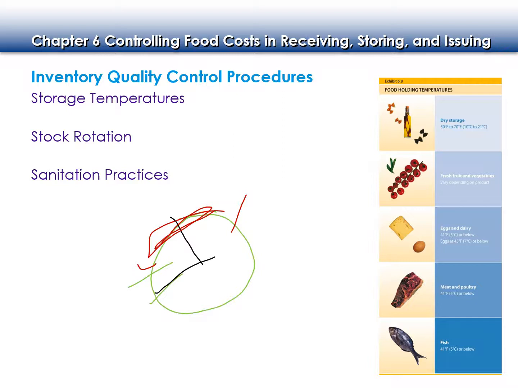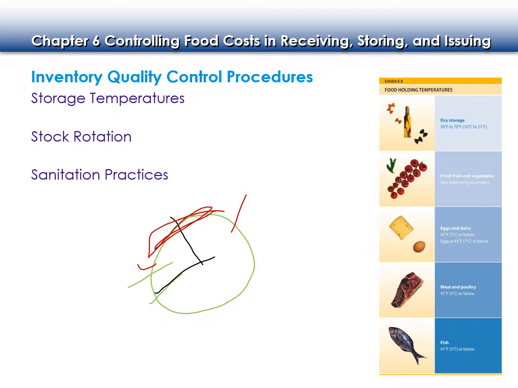Stock rotation. What is the most popular stock rotation? FIFO, first in, first out, okay? What does LIFO stand for? Last in, first out. That is a stock rotation method, LIFO, where you actually use the freshest product. But what's the issue with that? Your old product sits. The older product sits. So most people use that FIFO method, first in, first out.